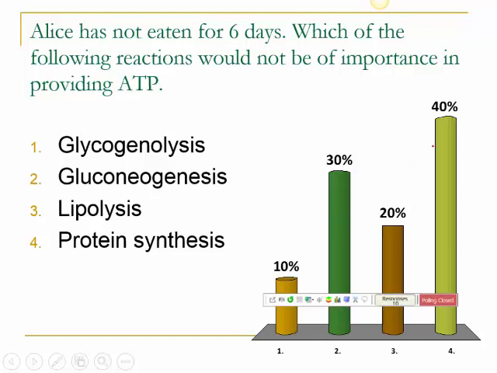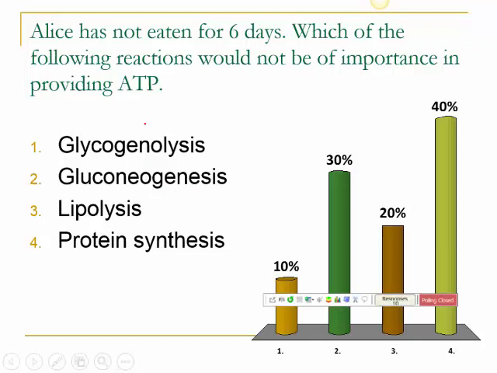40% of you got it right. Protein synthesis is not of importance because you're synthesizing protein, you need ATP to make proteins. So let's look at this one. Glycogenolysis. Glycogen is broken down. It will give glucose. Glucose will provide ATP. Gluconeogenesis. Even though this is genesis, remember you're going to produce glucose, which can be broken down to give you ATP.